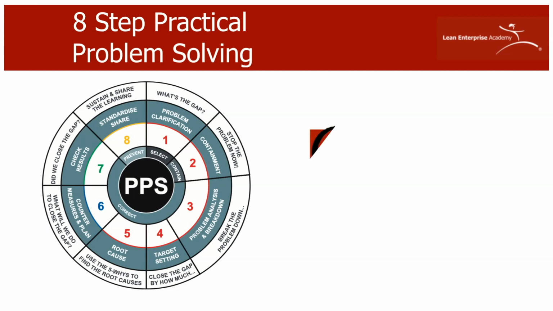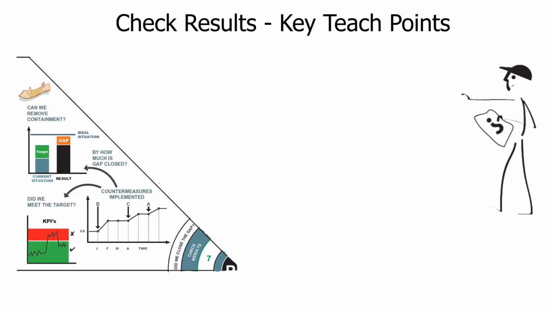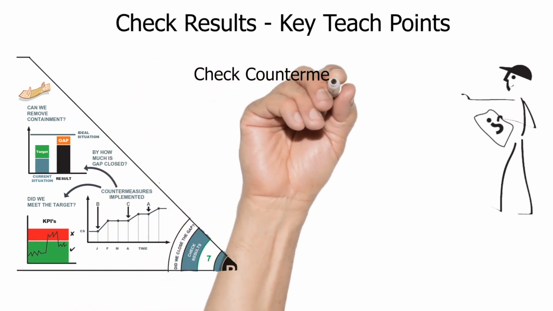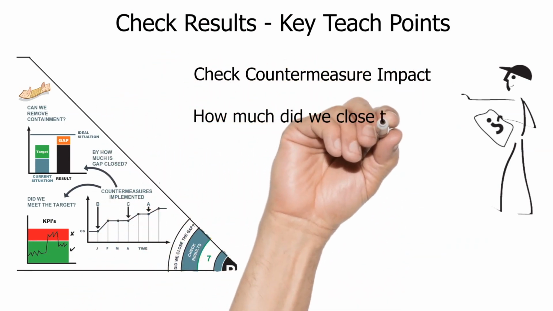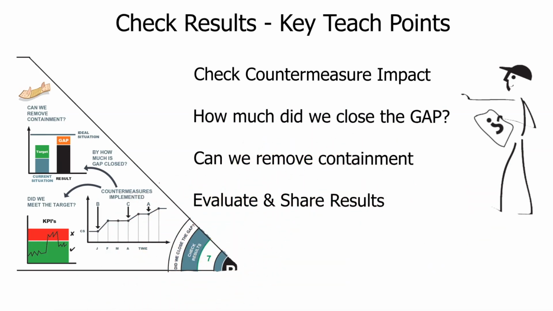8-step practical problem solving. Step 7, check results. Check results, key teach points. Check countermeasure impact. How much did we close the gap? Can we remove containment? Evaluate and share results.